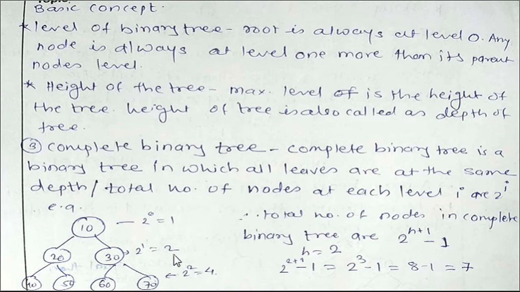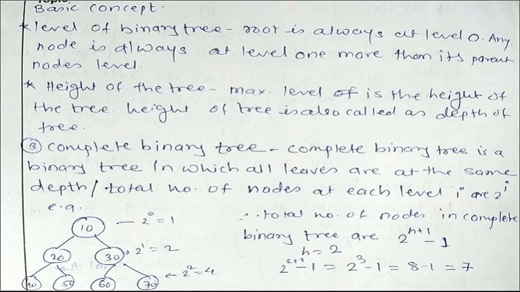We can see an example over here. One of the examples given here is 2 raised to 0, where we have 1 node, 2 raised to 1, where we have 2 nodes, then 2 raised to 2, which is the maximum height of this tree, and here we have 4 nodes. All together we have 7 nodes, which we computed with the help of the formula 2 raised to h plus 1 minus 1.